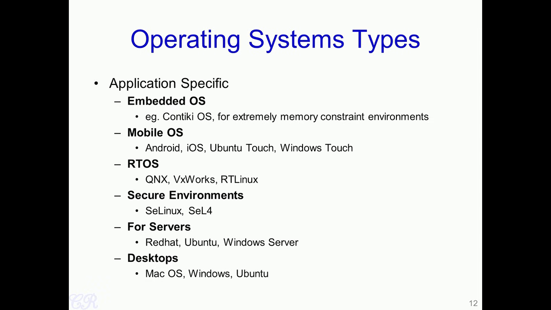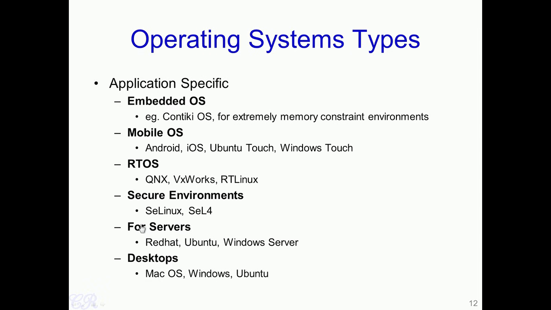So, these RTOSs are designed in such a way that every critical operation on the system is guaranteed to complete within the specified time. Another classification of operating systems are those used in secure environments. So, examples of these are SE Linux and SEL4. So, these operating systems are especially utilized for applications where security is extremely critical. So, these for example, could be for web servers that host banking software and so on.